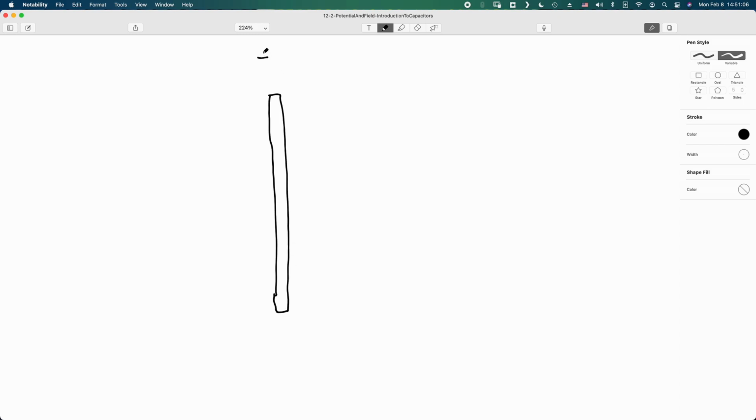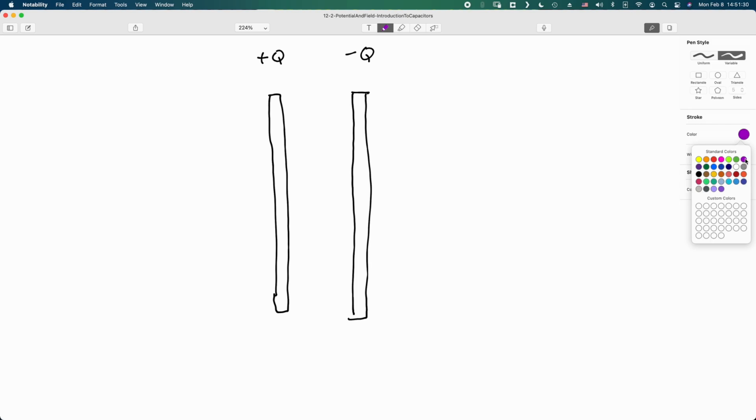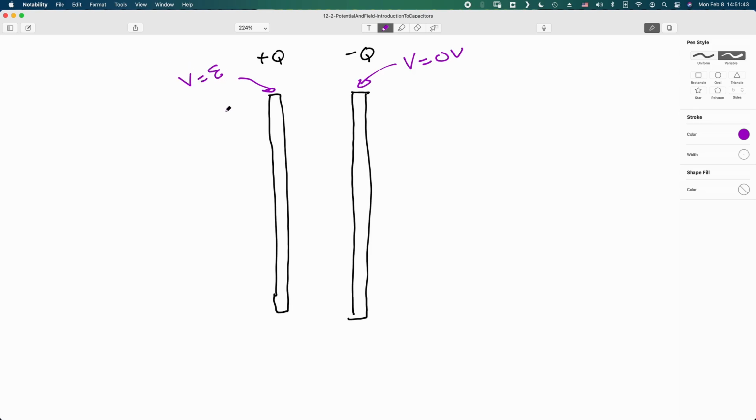So this will be my plate holding charge plus Q, and this will be my, let's make it a little closer. This will be my plate holding charge minus Q. Now, by convention, if you attach something to the negative terminal of the battery, you usually assign a voltage of 0 volts to that part of the circuit. So the voltage here is 0 volts, and then the voltage here will be equal to the battery EMF.